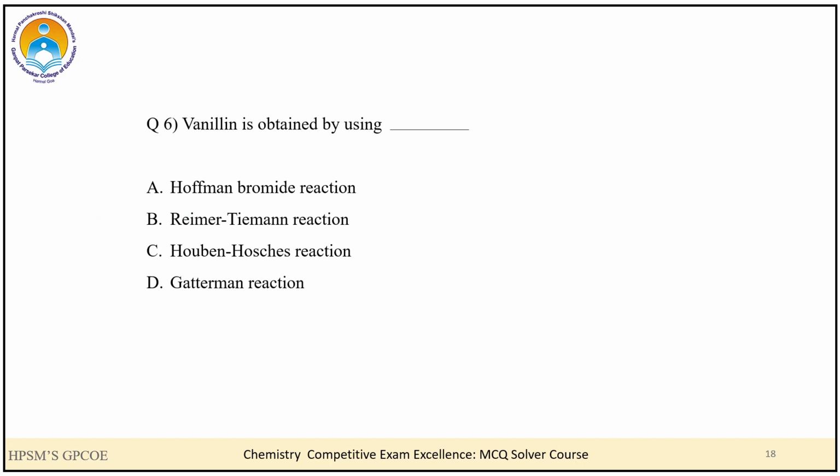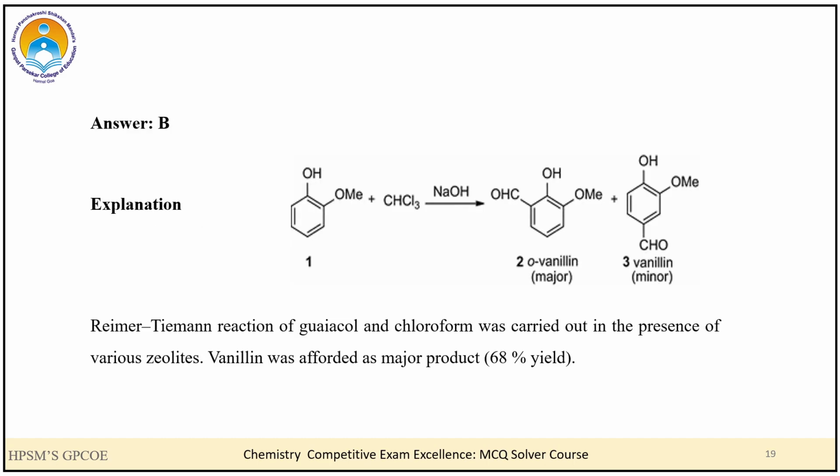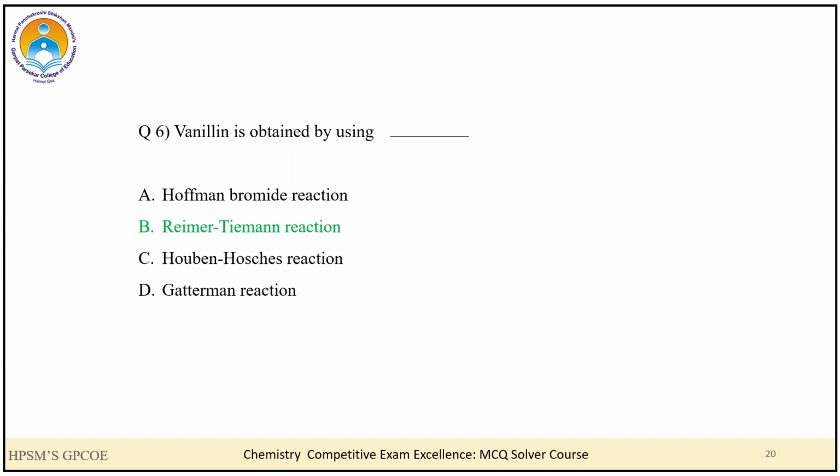Moving on to the next question, that is question 6. Vanillin is obtained by using dash reaction. So options are Hofmann bromide reaction, option B, Reimer-Tiemann reaction, option C, Houben-Hoesch reaction, and option D, Gattermann reaction. So here it is an example of Reimer-Tiemann reaction wherein vanillin is formed as the major product. So the correct option will be option B, Reimer-Tiemann reaction.